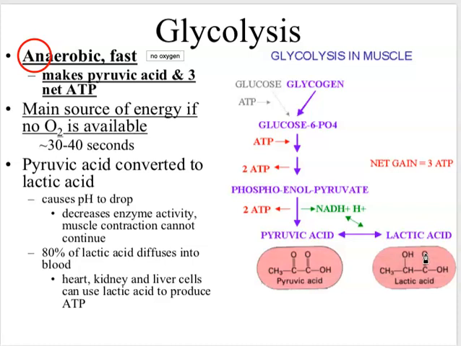The problem with lactic acid is it is acidic, and that causes the pH of the cells to decrease. And like I talked about before, they're very high maintenance cells and they do not like to work in a very acidic environment. So the muscle contraction slows and eventually stops if there's too much lactic acid.